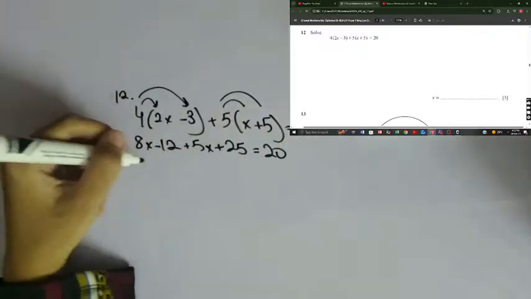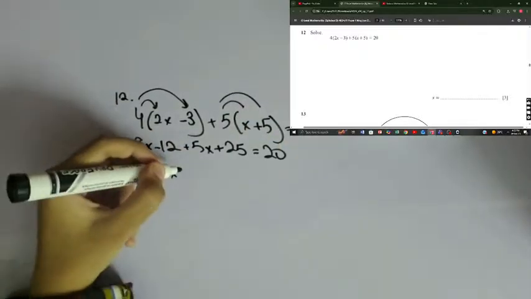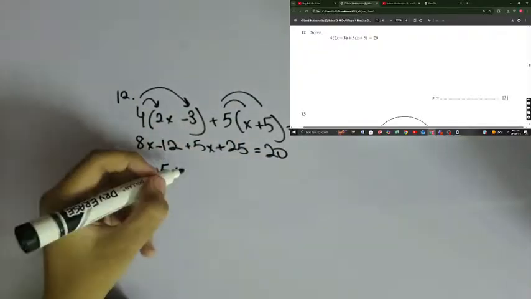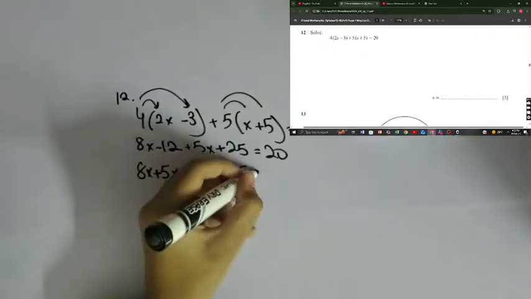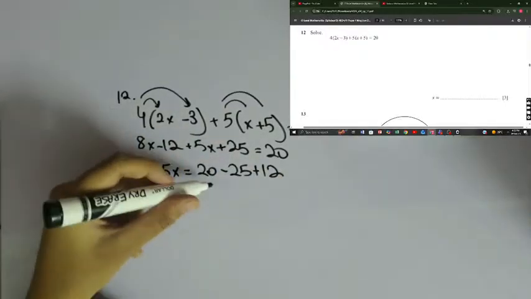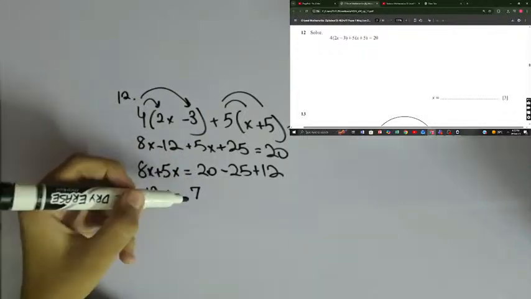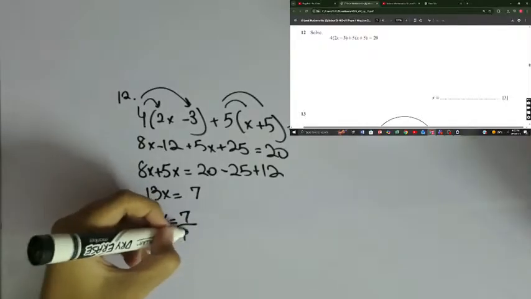Now let's group like terms together. So 8x plus 5x, and let's move all the non-integer values to the right hand side. So we get 20, which was already there, minus 25 plus 12. So this is the sum that we get, and this is 13x. 20 minus 25 is minus 5, and 12 minus 5 is 7, I believe. Yeah, so that's our value, and x would be equal to 7 upon 13 by that account.